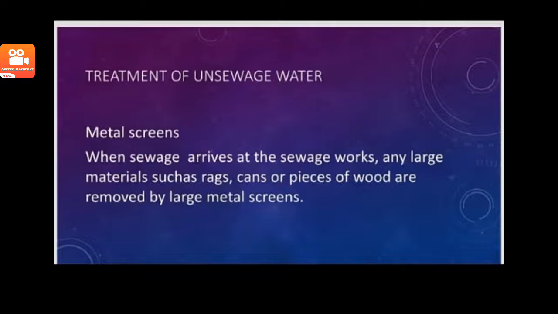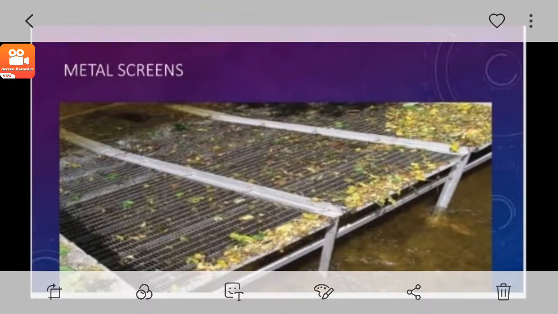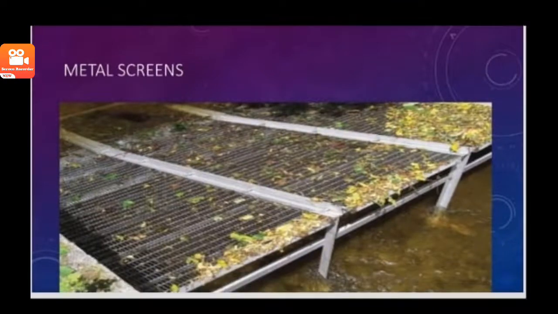First unit is the metal screen. When the sewage arrives at the sewage works, any large materials such as rags, cans or pieces of board are removed by metal screens. So you can see on the screen there is a clear image of the metal screen. These metal screens are used by the plant to remove or trap the large particles, paper, rags, cans, if any are present in the sewage water.